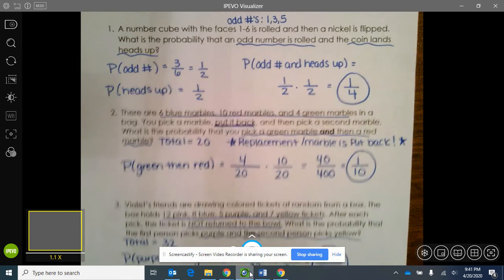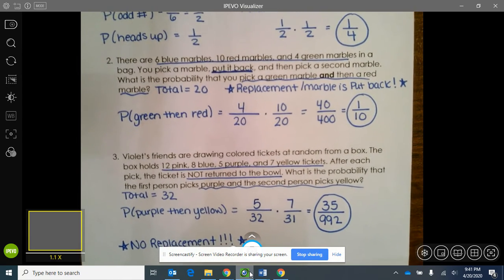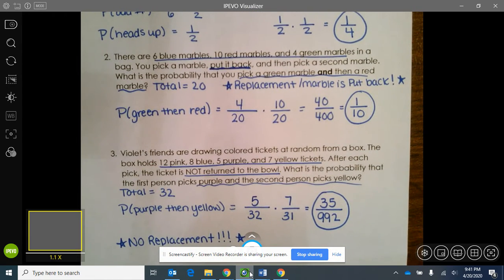For number 2, there's 6 blue marbles, 10 red marbles, and 4 green marbles in a bag. You pick a marble, put it back, that's really important, and then pick a second marble. What is the probability you pick a green marble and then a red marble? So we're going to pick 2 marbles here. We want a green one and then a red one.